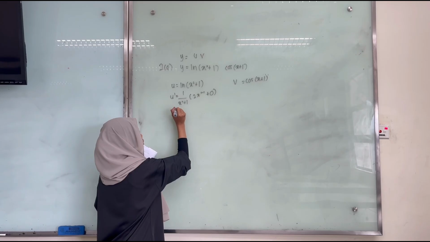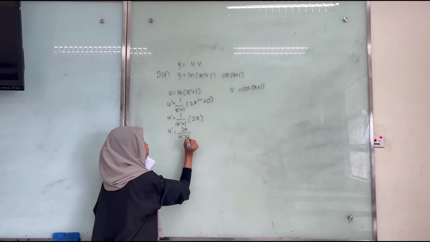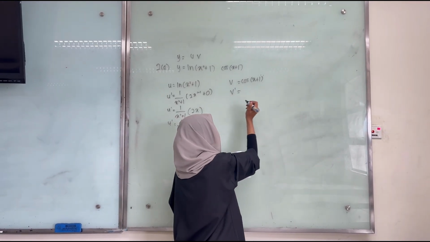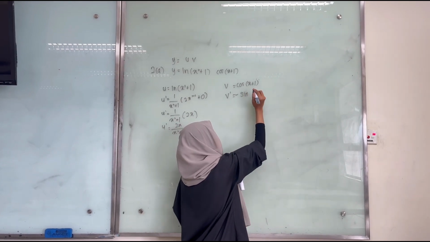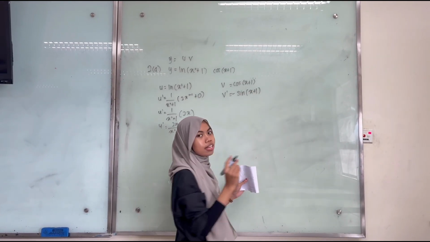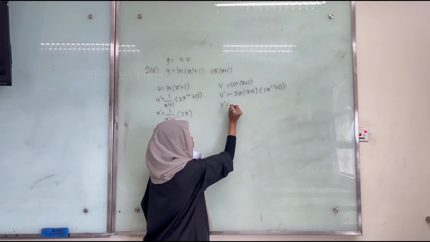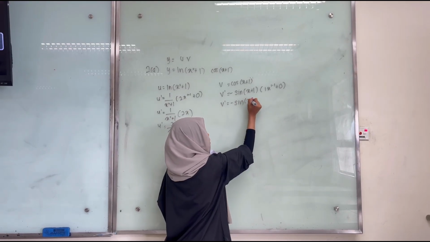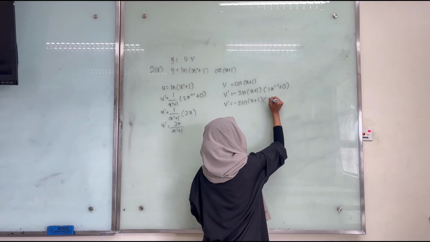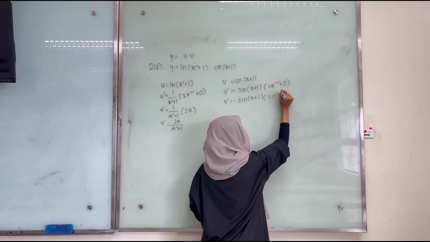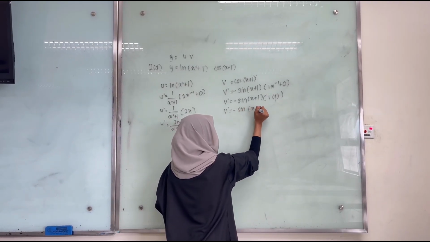To simplify it, u prime equals 2x over x squared plus 1. Now differentiate v, and it will become v prime. So for cosine, if we differentiate it, it will become negative sine. Negative sine, just rewrite back the x plus 1, and then don't forget to differentiate what is inside the bracket. So, simplify: negative sine of (x plus 1), times x to the power of 1 minus 1, which becomes 1, times 1. So the final derivative of v is negative sine of (x plus 1).